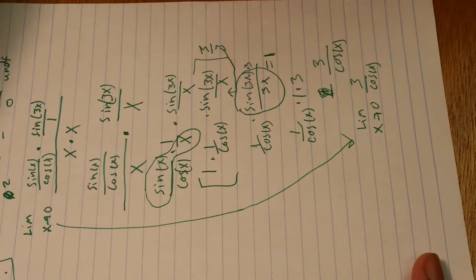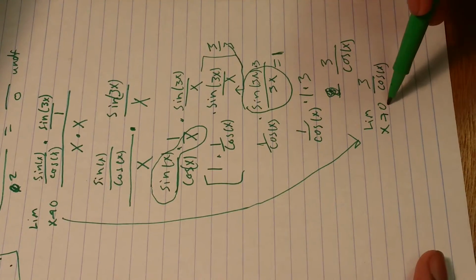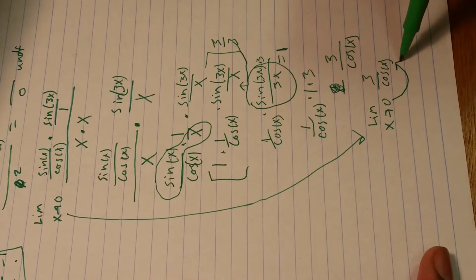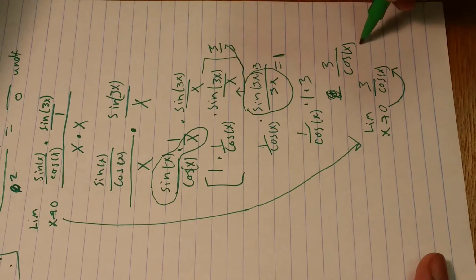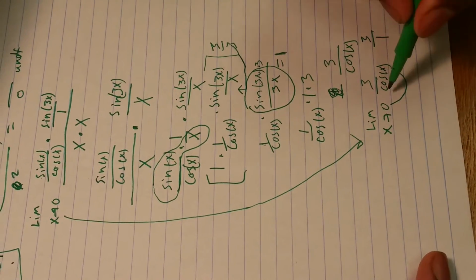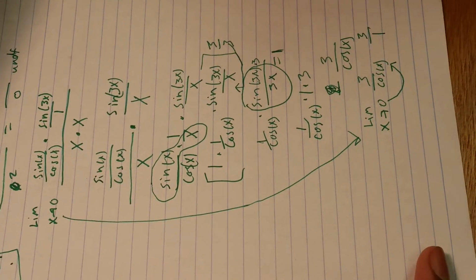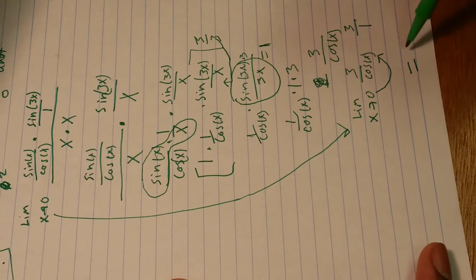cosine of x. And we know that if we take the cosine of x, which is 0, use direct substitution to plug that in, we would get 3 over 1, because cosine of 0 equals 1. Therefore, our final answer would equal 3.